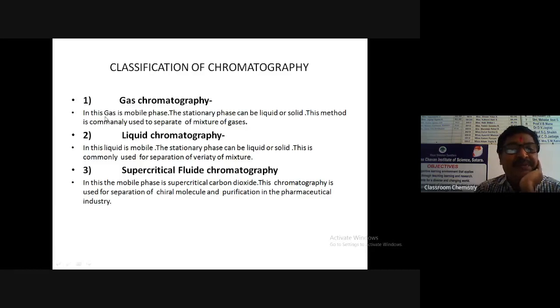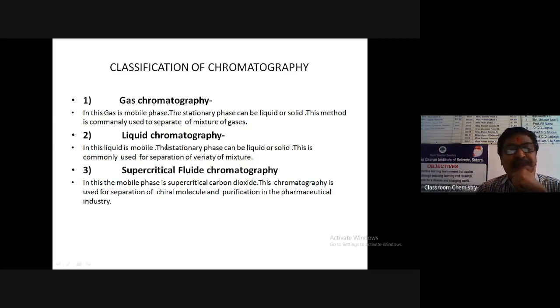What is gas chromatography? In gas chromatography, the mobile phase used is a gas. The stationary phase can be liquid or solid. This method is commonly used for separation of a mixture of gases. So whenever you want to separate the mixture of gases, this gas chromatography is used, in which the gas is the mobile phase and the stationary phase may be liquid or solid.